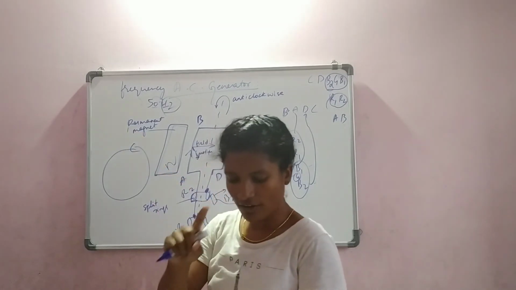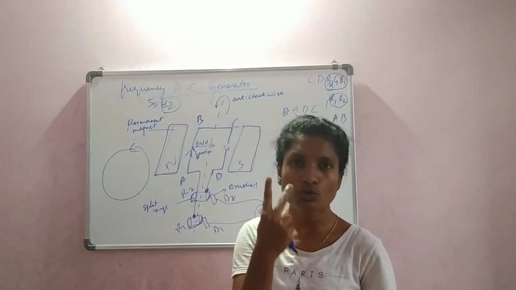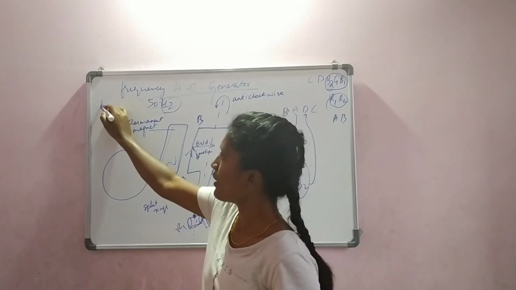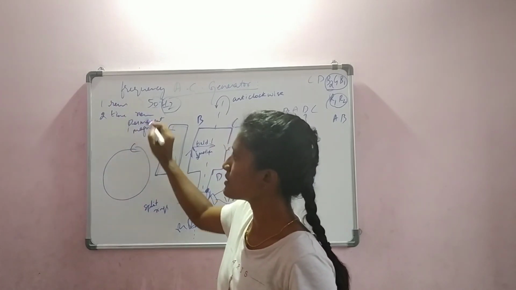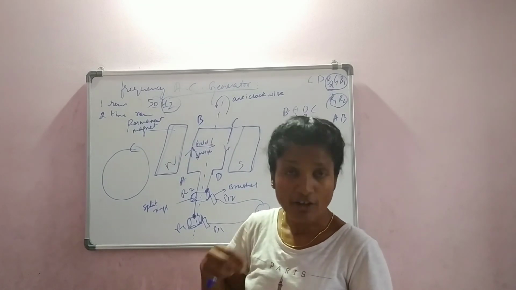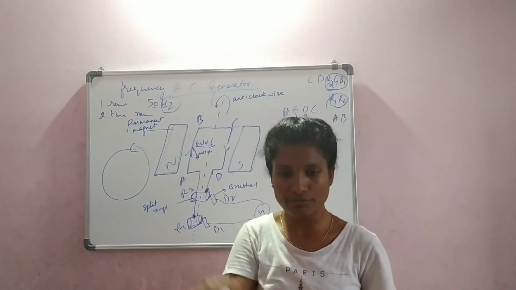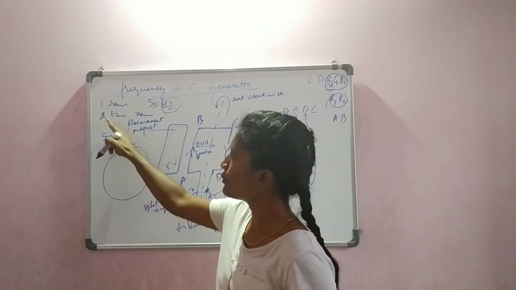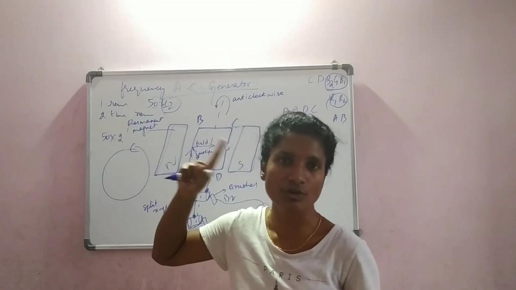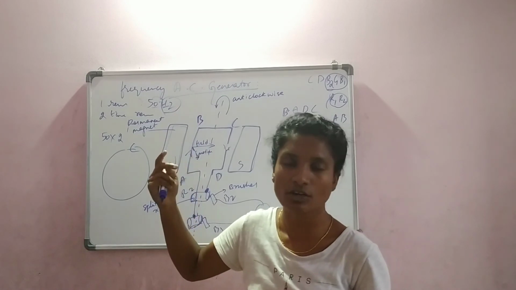Okay. For every 1 revolution, 2 times the current is reversed. Now, let us take 50 revolutions. 50 times the coil is moving. So for 50, you multiply by 2, because current is reversed 2 times for 1 revolution. For 50 times, how many times is it?